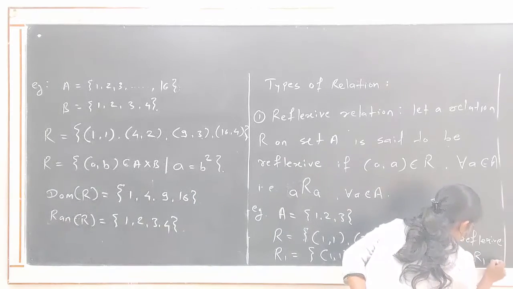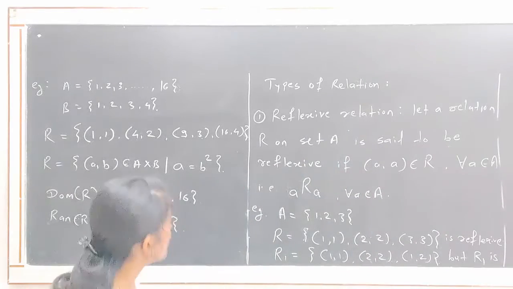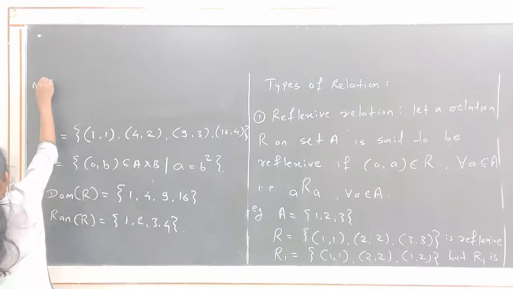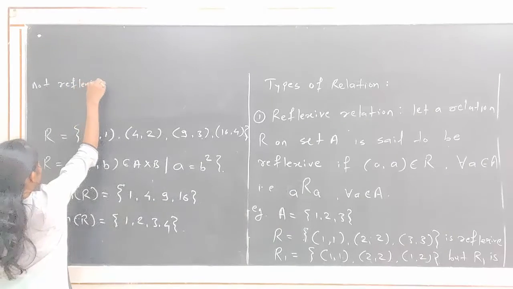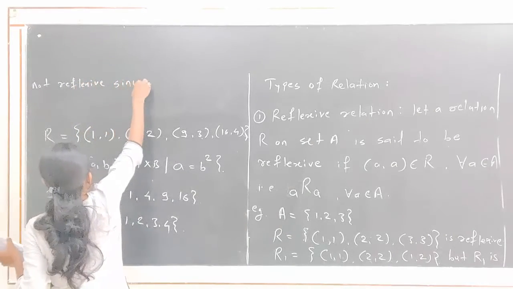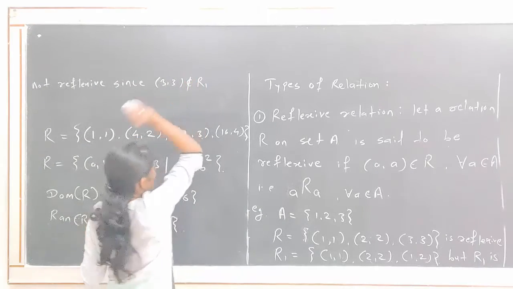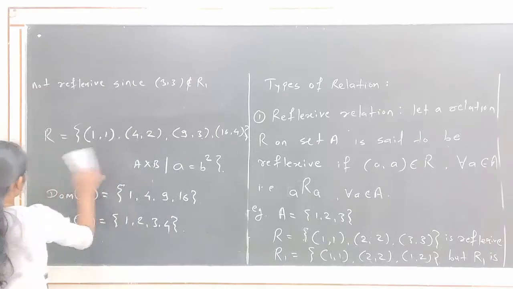But R1 is not reflexive, since the ordered pair (3, 3) does not belong to R1. Get it? Now next, symmetric relation.